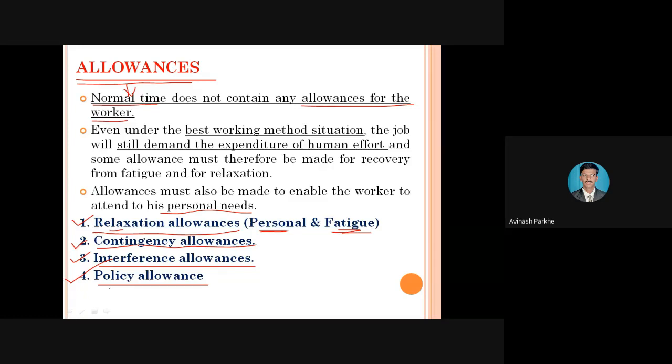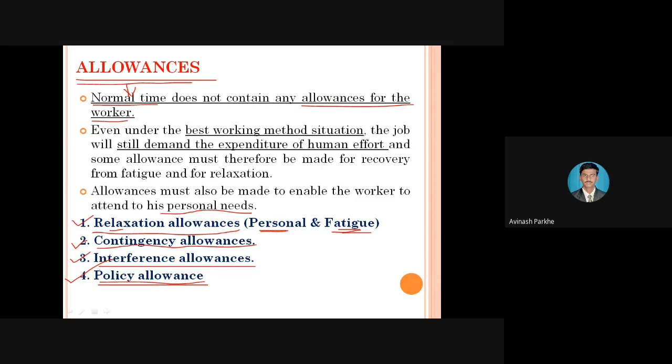If management or the supervisors want to provide extra time to a particular worker, it can be provided under the policy allowance. If the management does not want to provide that extra time or extra facility to the worker, it will not be provided. At that time, the worker or the operator cannot demand the policy allowance. Their credit or weightage is totally based on the management or the supervisor only.